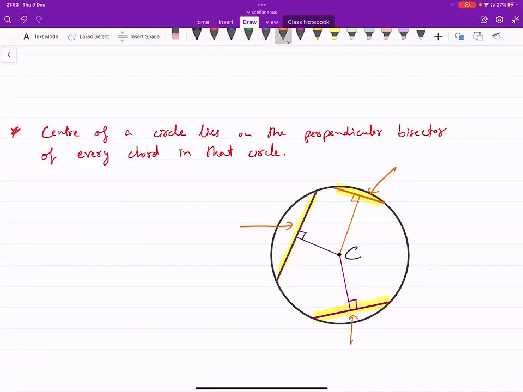So if I have these points like this, A, B, C, D, E, F, C is going to lie on the perpendicular bisector of AB, and also on the perpendicular bisector of CD, and also on the perpendicular bisector of EF. Any chord that you make in a circle, उसका जो perpendicular bisector होगा वो circle के center से जरूर pass करेगा, right? So that's an important thing that you need to know about.